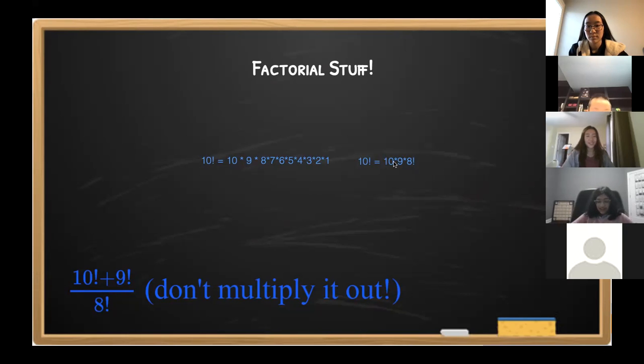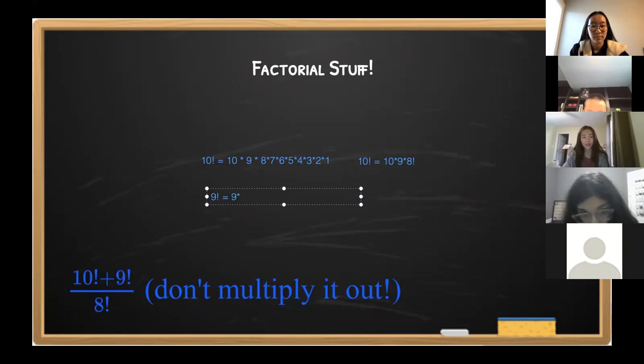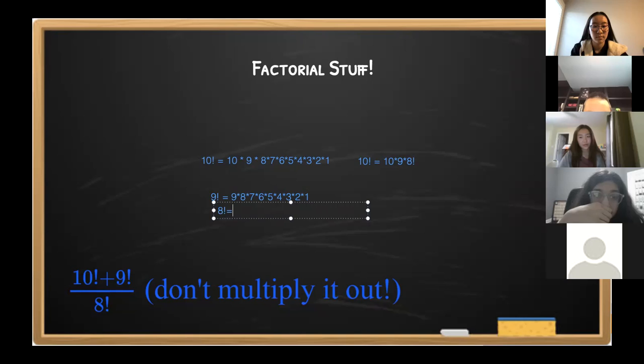Well, that's true, but that's our next step. And then the bottom one is 8 times 7 times 6 times 5 times 4 times 3 times 2 times 1. Now, you will see that all of these terms, the 10 factorial, the 9 factorial, and the 8 factorial, have 8 times 7 times 6 times 5 times 4 times 3 times 2 times 1. So that means you can cancel them out. So that will just leave us with 10 times 9 plus, well, just 9.